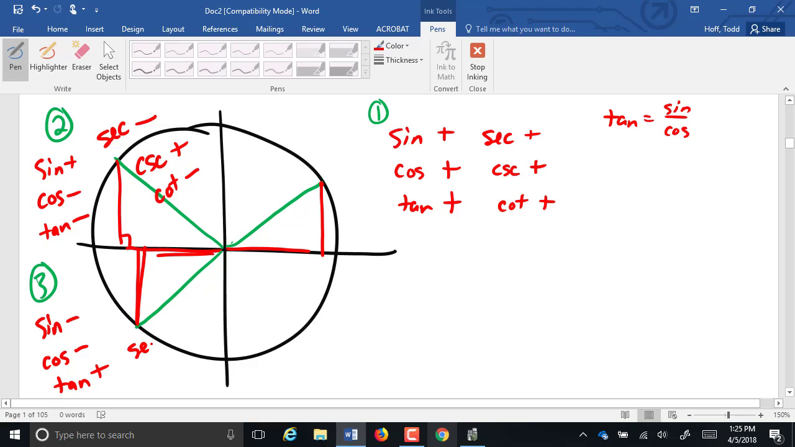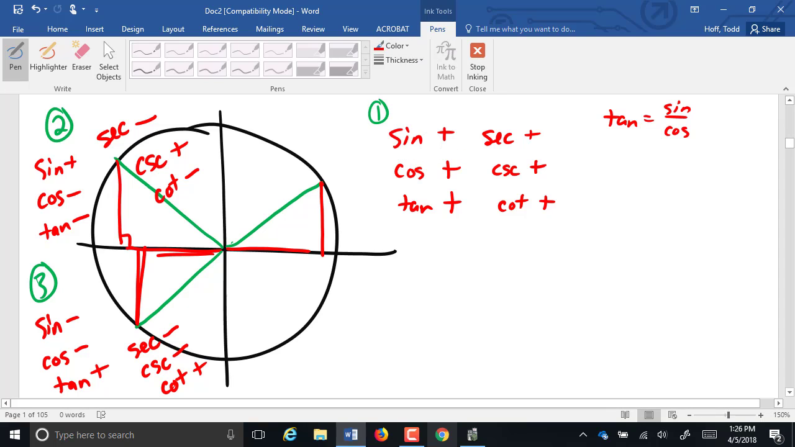How about the secant? 1 divided by, reciprocal of cosine, right? It'll be negative. Cosecant, reciprocal of the sine, right? Cotangent, positive. If the tangent's positive, cotangent's positive.